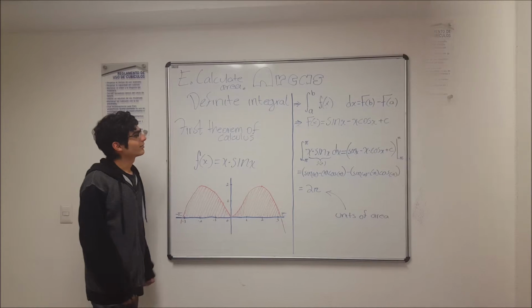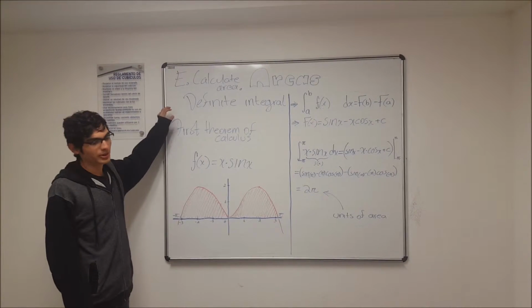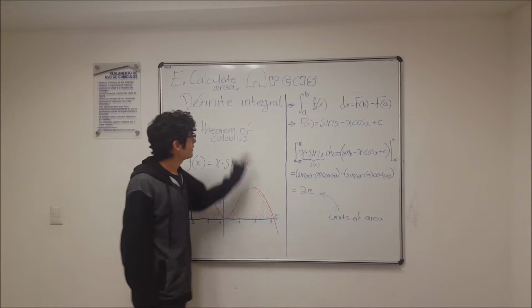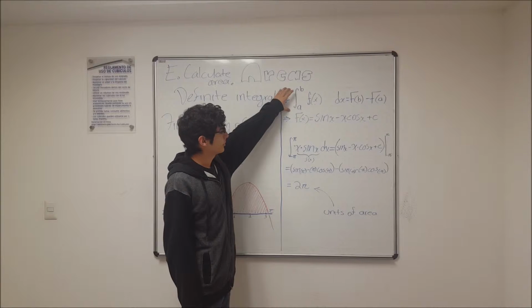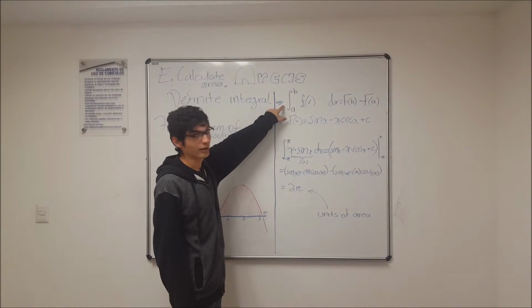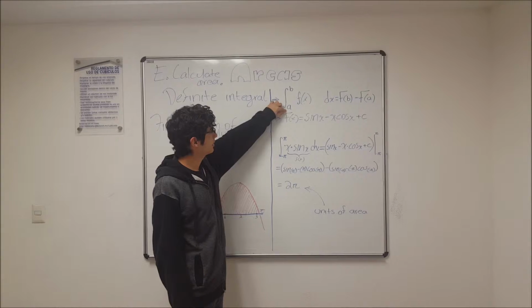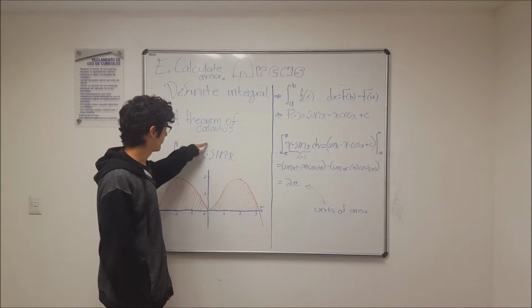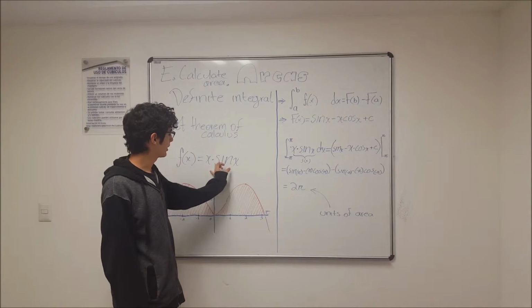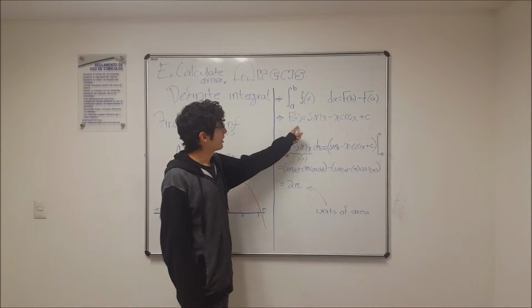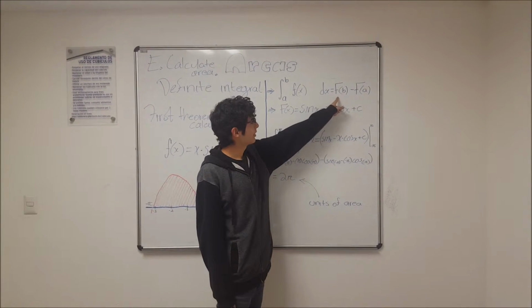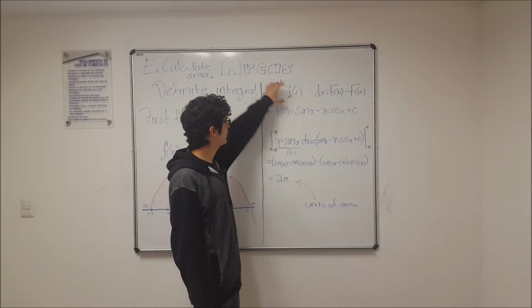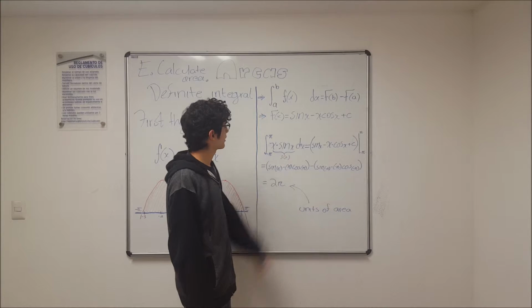plus c. And for the next step, we have to define the area using definite integrals and the first theorem of calculus. The definite integral is this formula, which is a simple integral but with a lower value and a higher value. The difference from integrating the normal way is that we have to take the antiderivative of the function evaluated at b minus the antiderivative of the same function evaluated at a.